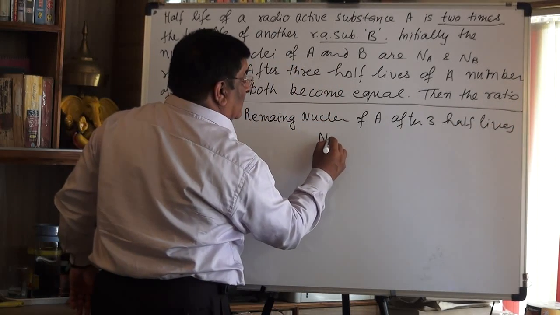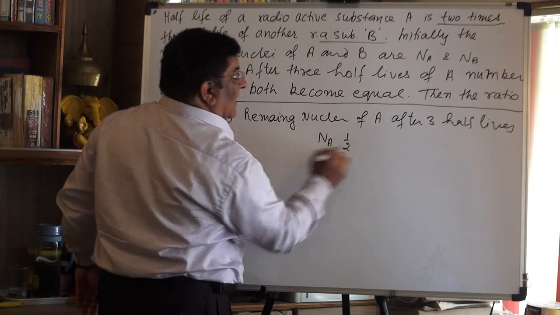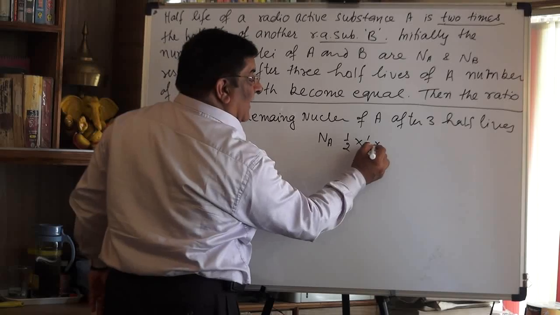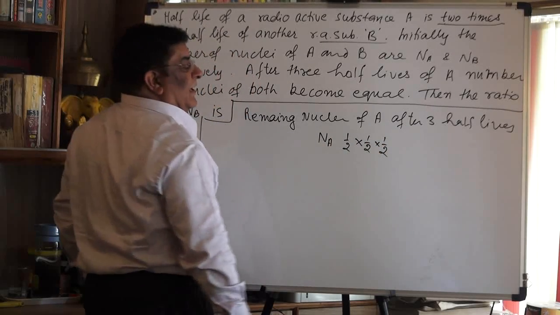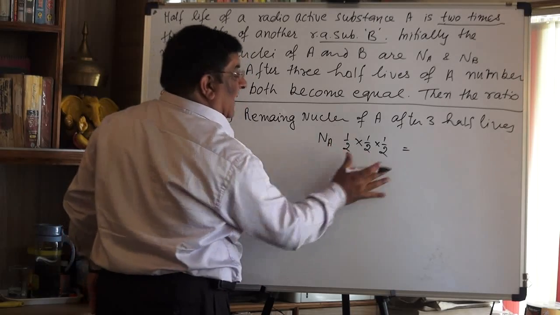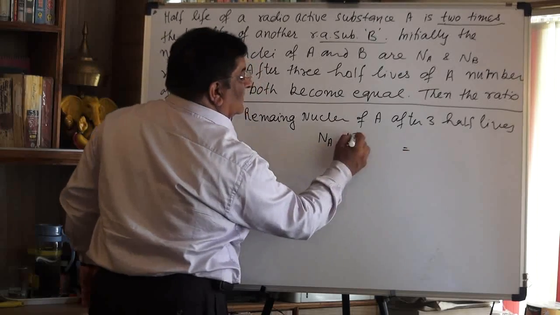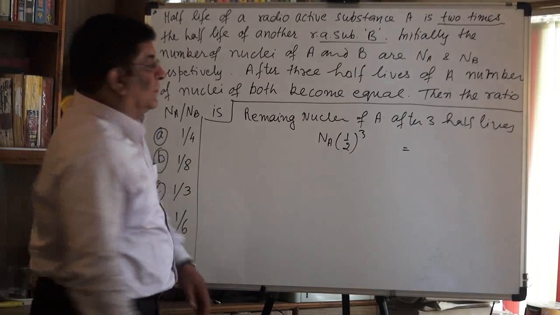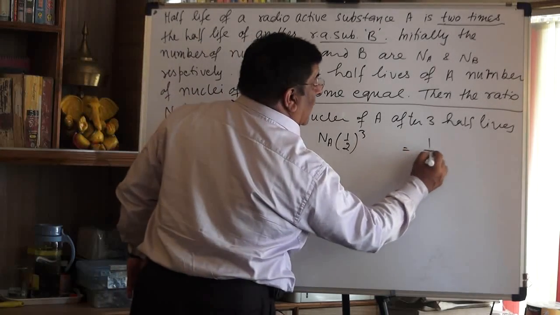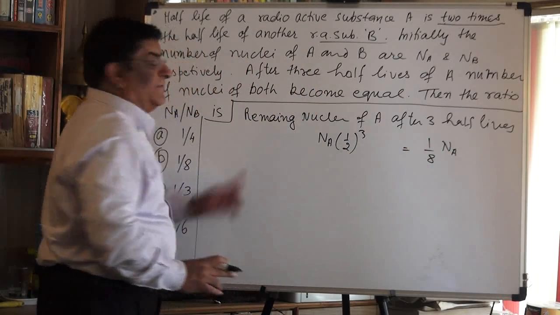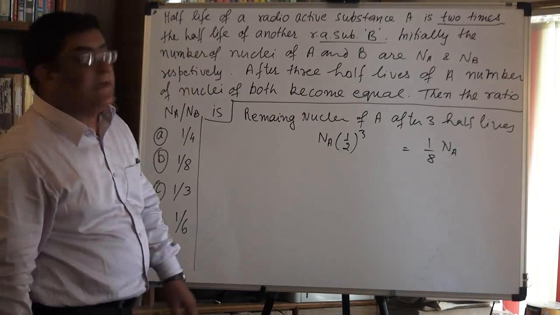It was Na. Half after 1 half-life, other half after the 2nd half-life, other half after the 3rd half-life. Initially you can remember and write it this way, half to the power 3. So this will be how much? 1/8 of Na. This will become after 3 half-lives.